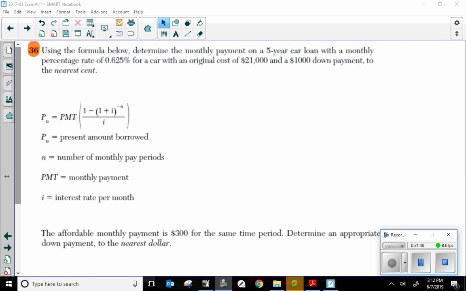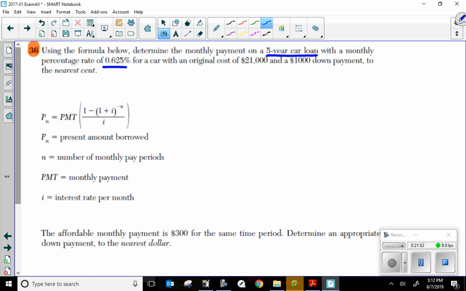Using the formula below, determine the monthly payment on a 5-year car loan. It's important. With a monthly percentage rate of 0.625. Of course, well, let's just move forward before I get ahead of myself. For a car that originally cost $21,000, and you have a $1,000 down payment. They want that to the nearest cent.